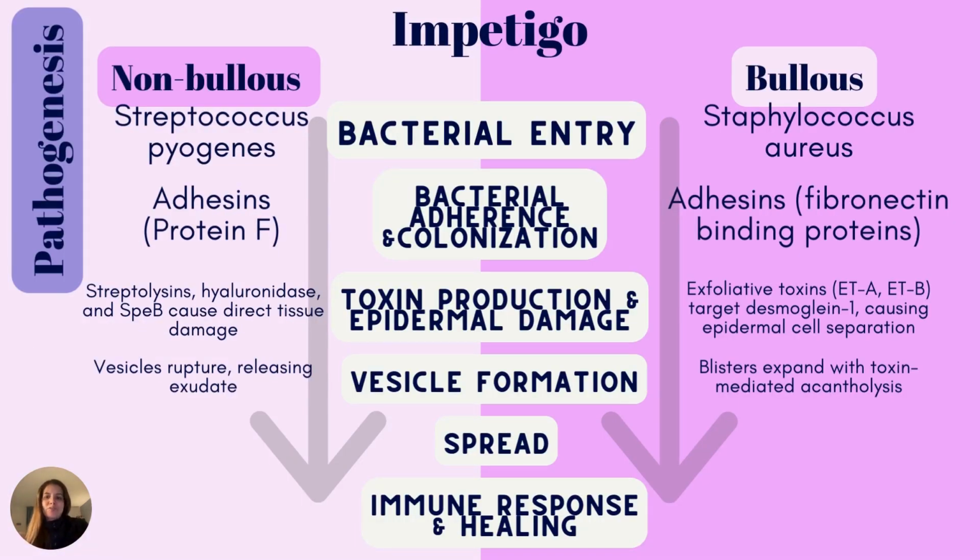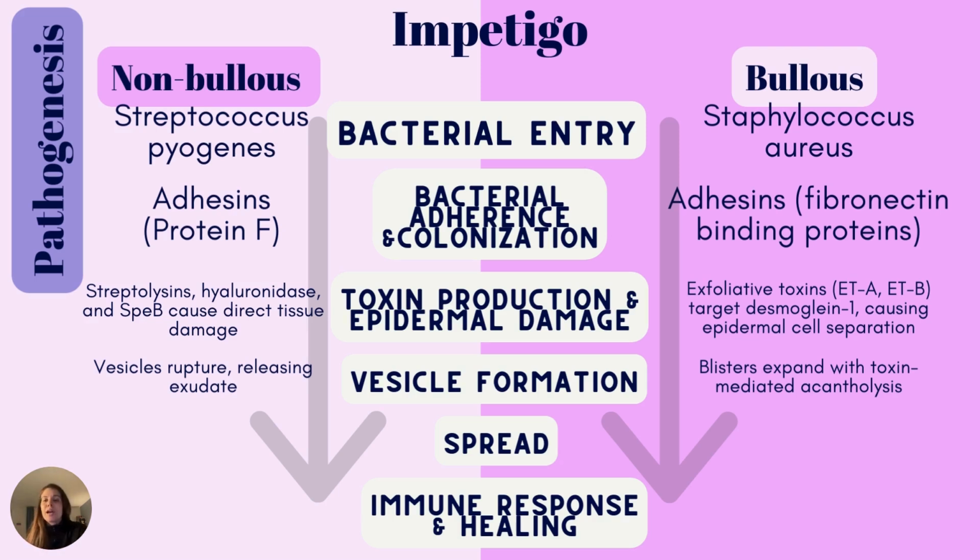Eruption and crust formation. This toxin production and epidermal damage caused by the exotoxins that I just mentioned before are the ones that are going to cause direct tissue damage. After this is when we're going to find the vesicle formation. On the non-bullous type, the vesicles are going to rupture and then they're going to release the exudate that they have inside. And this is what is going to form the honey-colored crust.